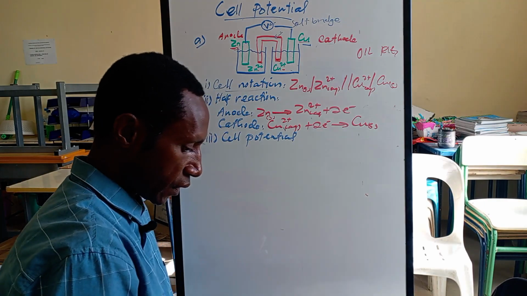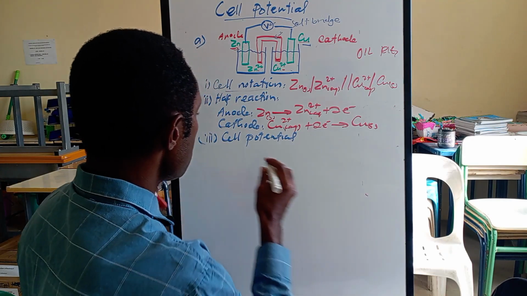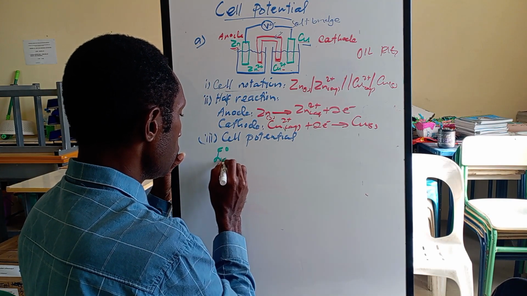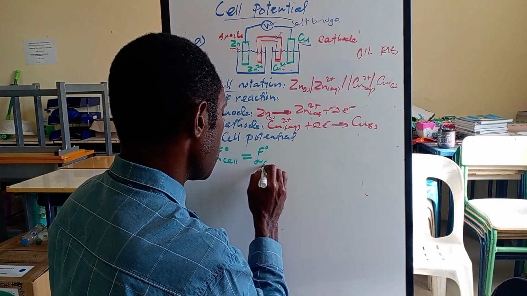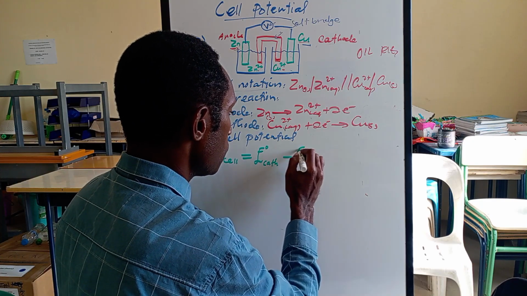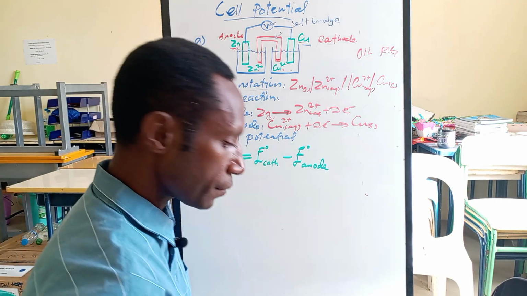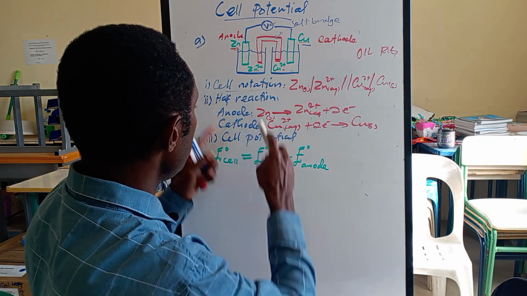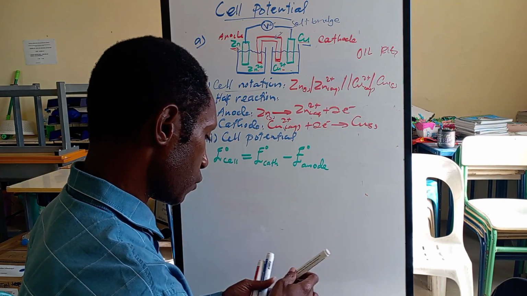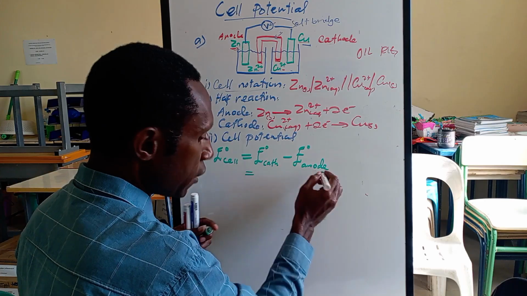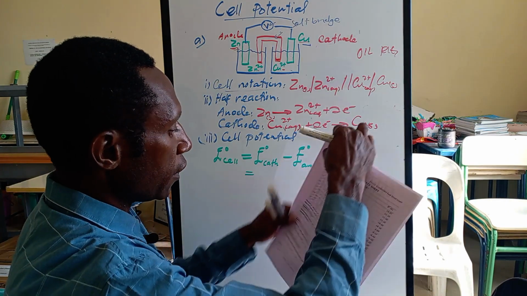Now the cell potential. Okay, how do we calculate the cell potential? To calculate the cell potential, we use this formula: E cell is equal to E cathode minus E anode. We use this. Alright, so now that we have identified the anode and cathode, we have the equation here, so we just go ahead and substitute. So where are you going to get these values? You come across here, and that's where you can get it.